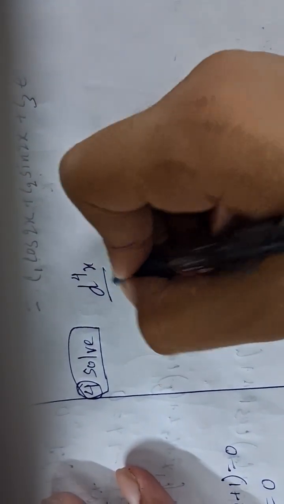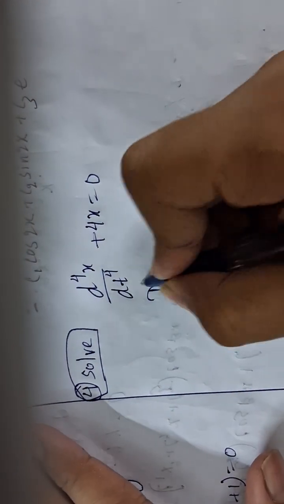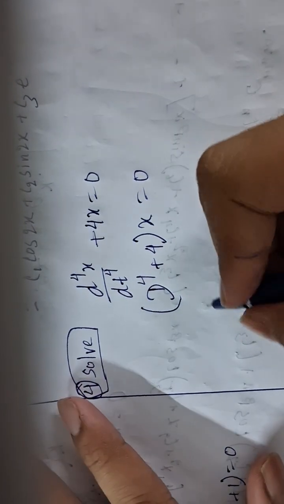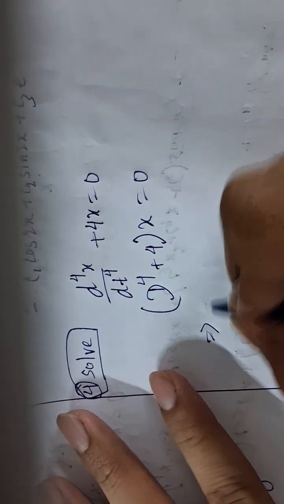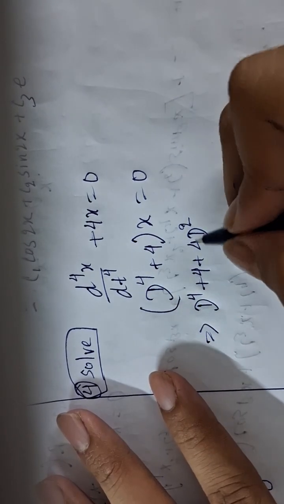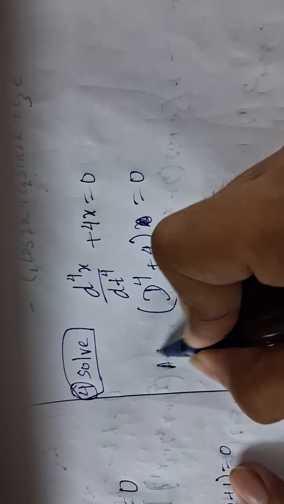Now solve question number 4. This is solve d to the power 4 x by dt to the power 4 plus 4x equals to 0. So the equation in symbolic form is (d4 plus 4) into x is 0. Sorry, the auxiliary equation we will have to write: d4 plus 4 equals to 0.